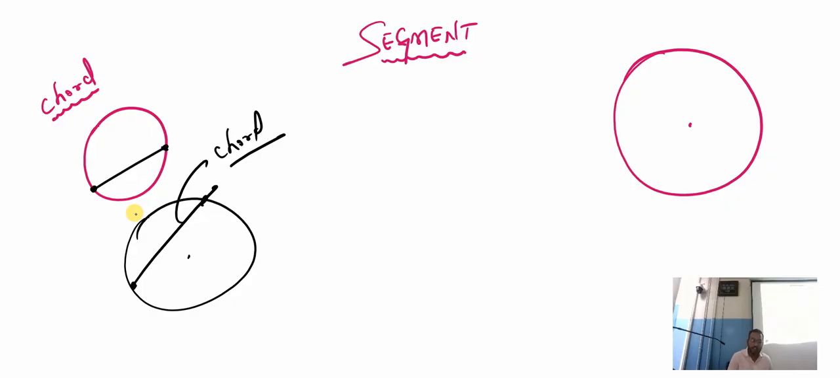Now, in case this chord, whenever you are joining a line, passes through the center of a circle, then it is called a diameter.